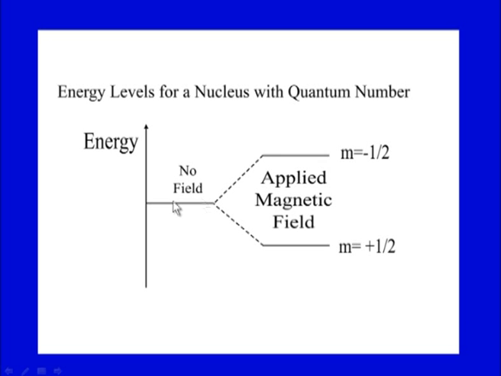When there is no field, the nuclei are just oriented randomly, but when an external magnetic field is applied, there are two species: one having spin plus half, which aligns parallel to the applied magnetic field, and one having spin minus half, which aligns opposed to the applied magnetic field. One is anti-parallel and the other is parallel, and they are referred to differently for this purpose.